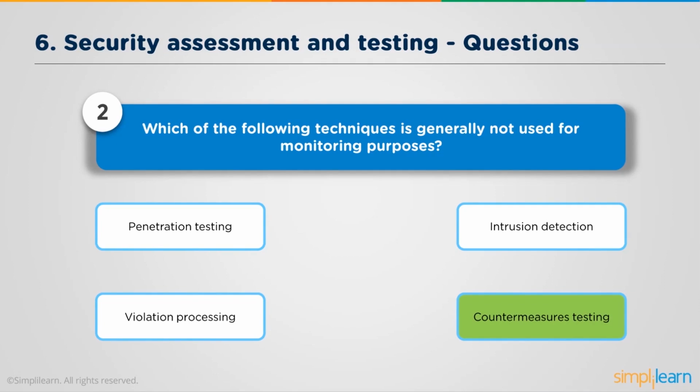Now, when you're monitoring, you would monitor a penetration test to analyze if the test was successful or not. Intrusion detection, that's the first input that you look at for analysis. Violation processing, anything is violated, any processes, any policies, you analyze them and you monitor them, thus you come to know that this has happened. In countermeasures testing, this is basically a test of the effectiveness of the countermeasures that are already implemented. At that point in time, you may not be monitoring these.